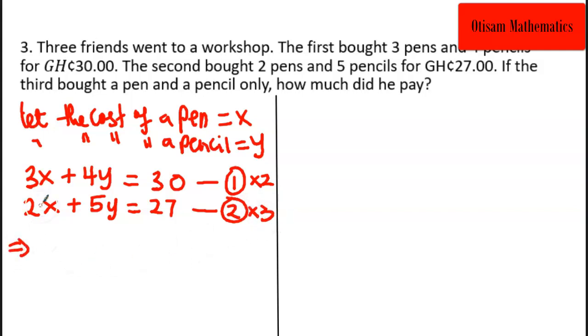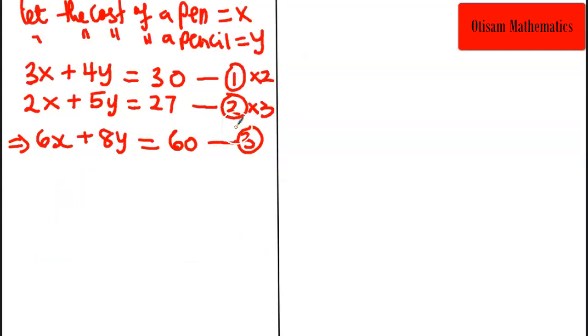So we are going to have 2 times 3x is 6x, 2 times 4y, 8y, 2 times 30, we are now having 60. Let's label it as equation 3. And then let's come to equation 2. We said that we are multiplying equation 2 by 3. 3 times 2x is 6x. 3 times 5y, 15y. 3 times 27, we have 81. So let's label this one as equation 4.